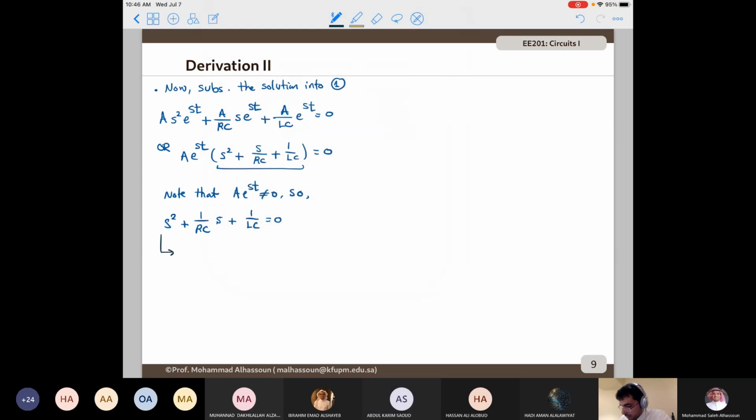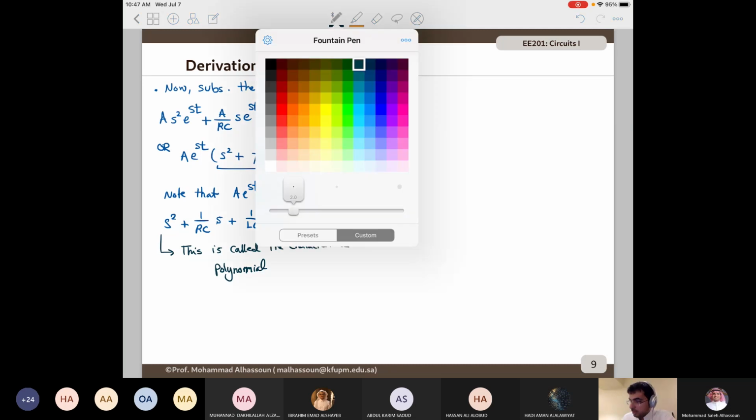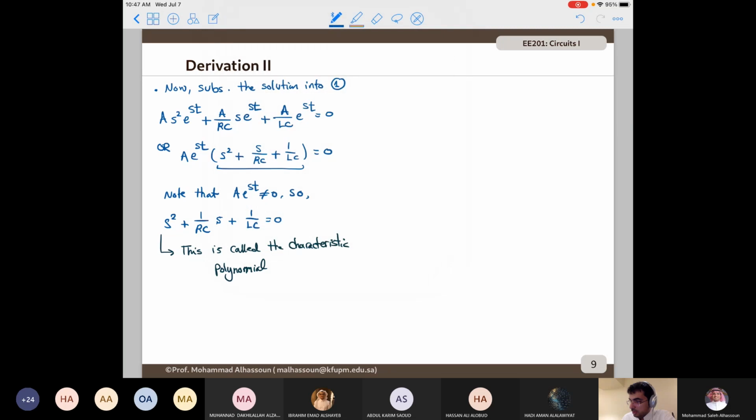So this equation, or this polynomial, is called the characteristic polynomial. So in order to make sure that this one is 0, we need to find the roots of this characteristic polynomial. And since it's a second order polynomial, it must have two roots, whether these roots are real, imaginary, or it's actually one root with multiplicity of two.